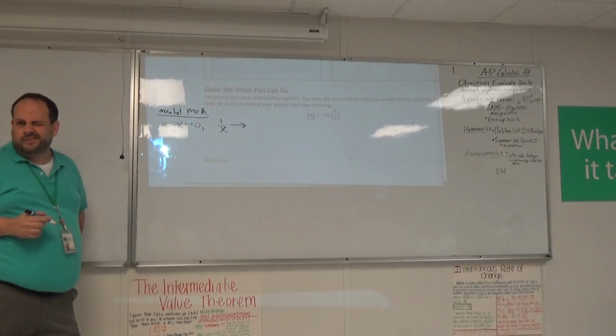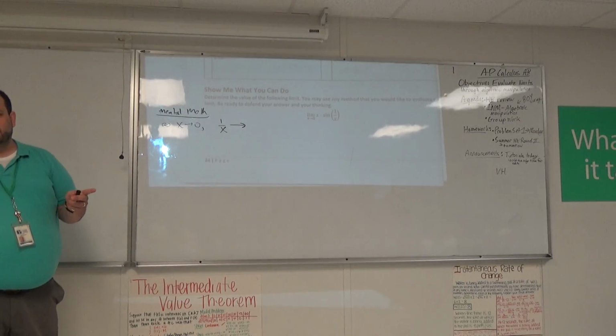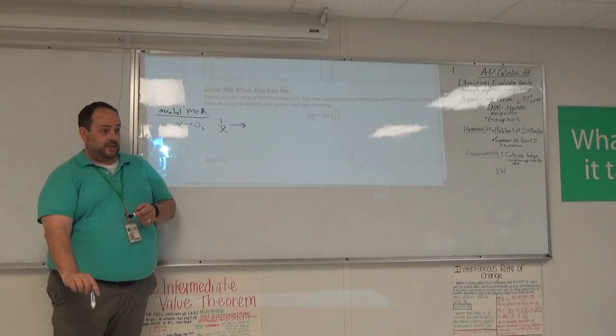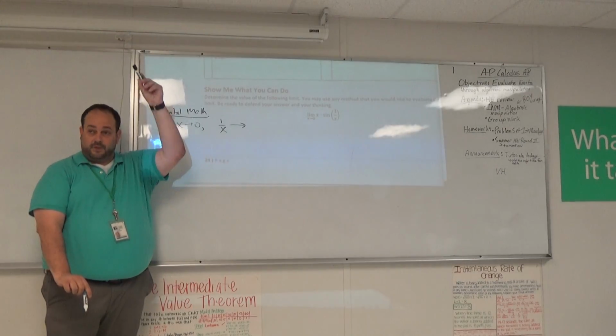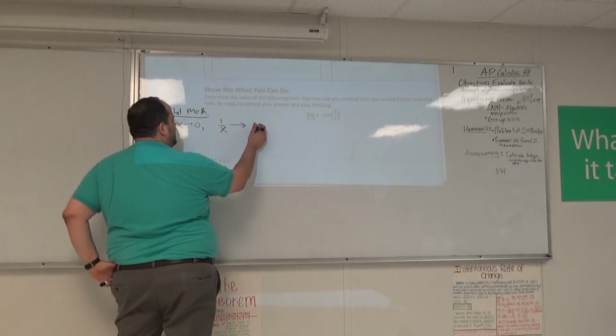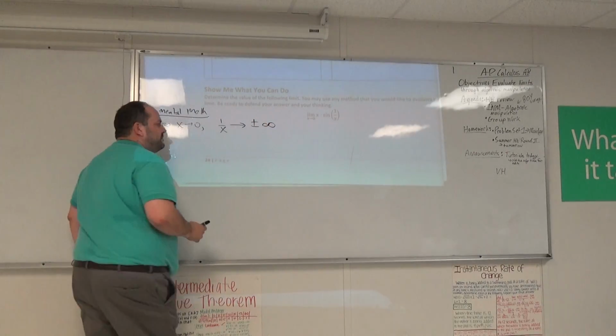Unbounded behavior. Careful, what happens there? Right, if I come in from the left, I go down towards negative infinity. If I come in from the right, I head up to positive infinity. So depending on the side, I'm either approaching positive or negative infinity.